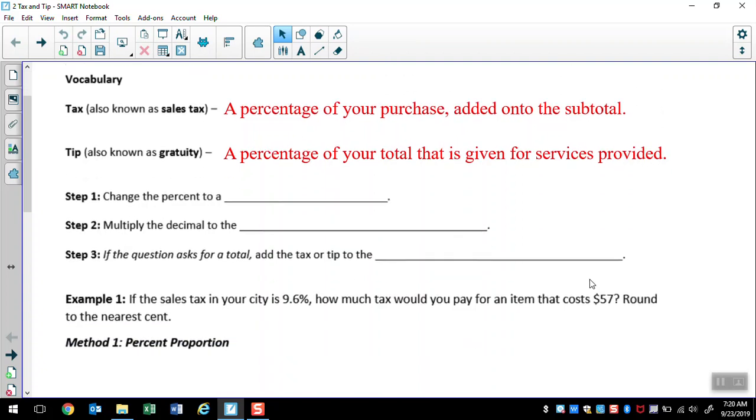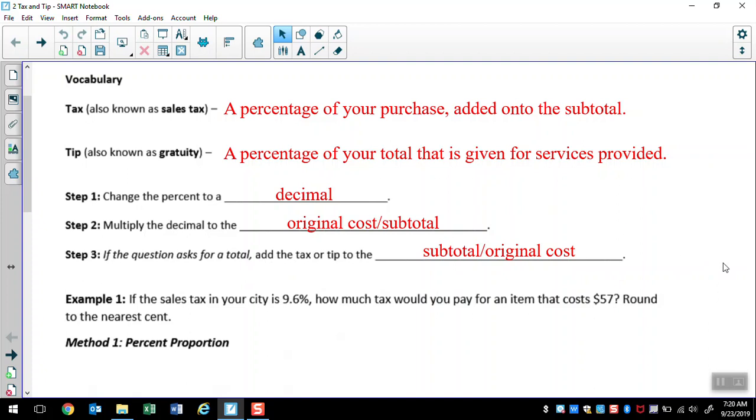Alright, so how do we find tax and tip? So the first thing we want to do is change our percent to a decimal. And then we're going to take that decimal and multiply it to the original cost or subtotal. If the question asks for a total, then we take that tip or tax that we found and add it to the subtotal or the original cost.